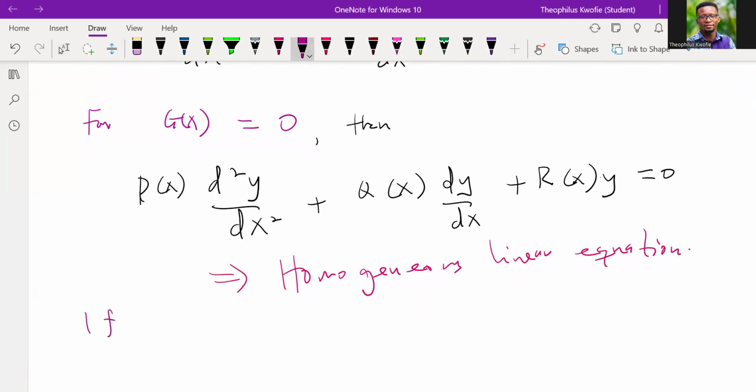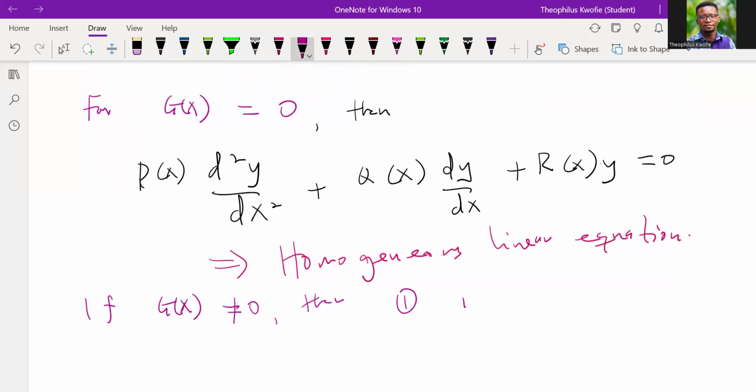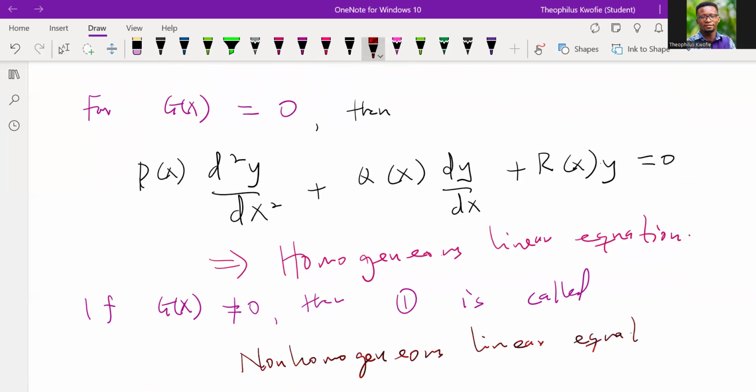Okay, so if g of x is different from 0 for every x, then we claim that equation 1 is called a non-homogeneous linear equation. Okay, good. Very, very important. So it's important that we understand all of these.